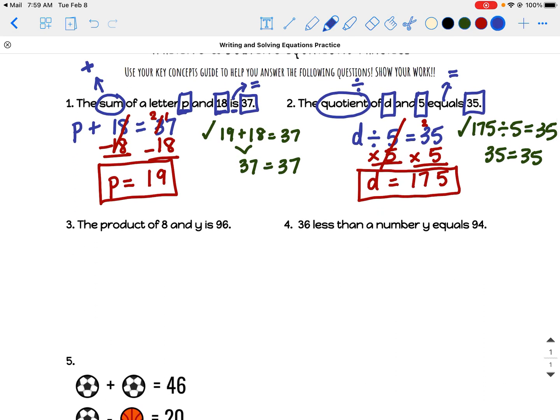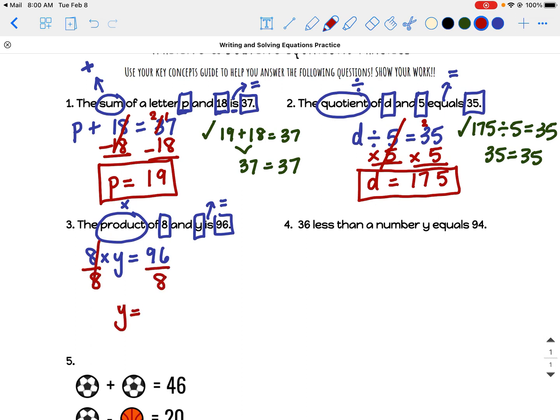The product of 8 and y is 96. Remember, is going to be that equal sign. Product means multiplication. So that means 8 times y equals 96. All right, we always want to do the opposite. So in this case, what's happening? Multiplication. We want to do the opposite of multiplication, which is division. I'm going to divide both sides by 8.